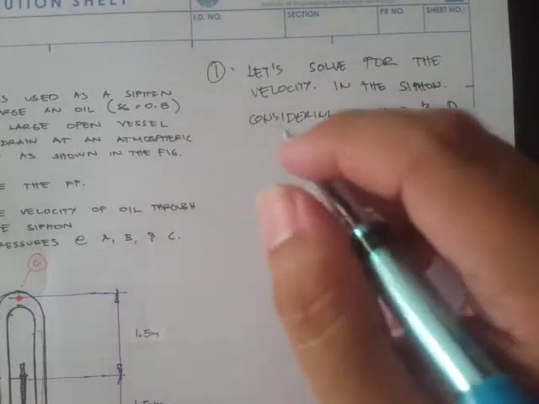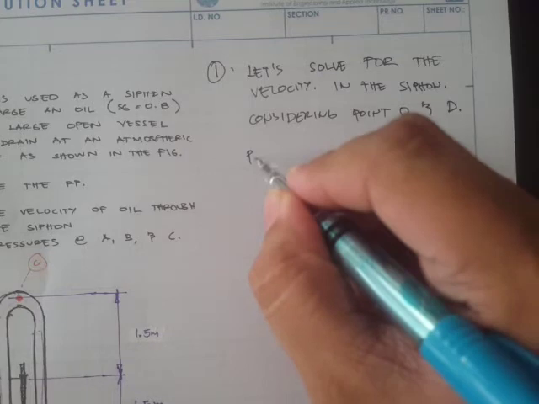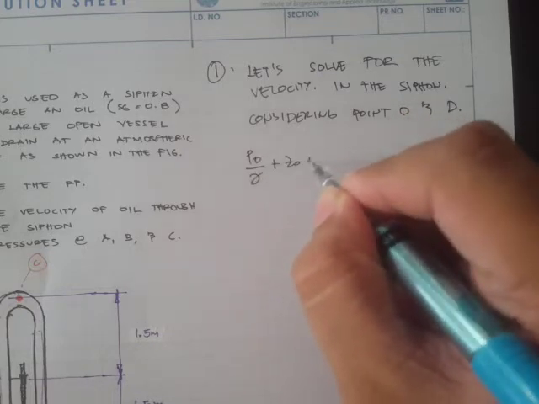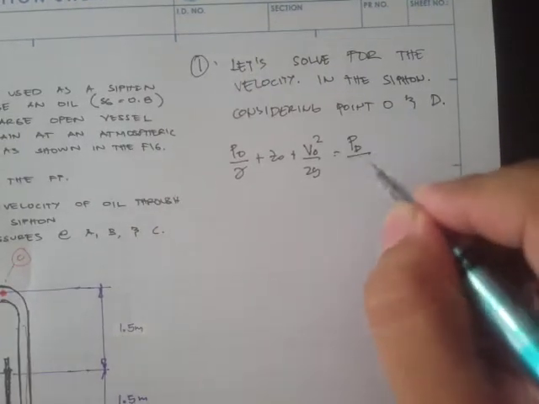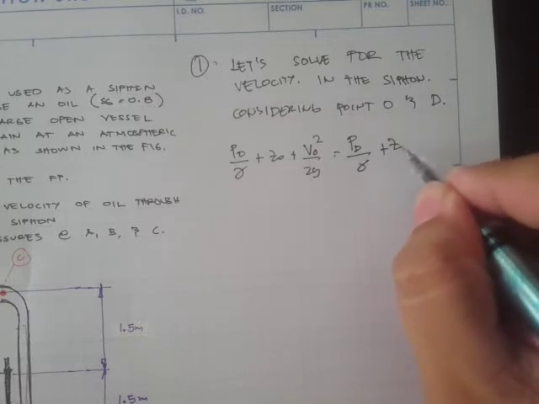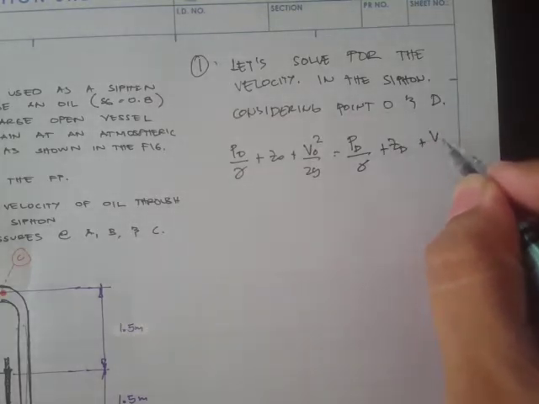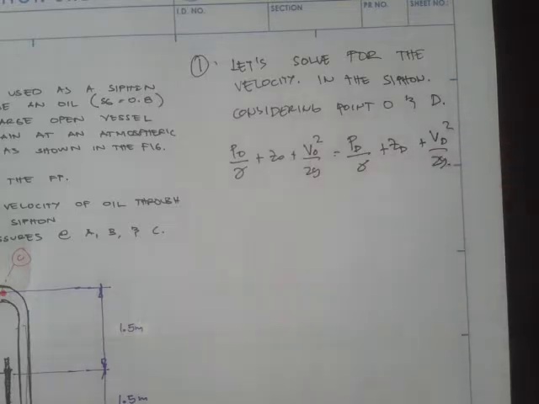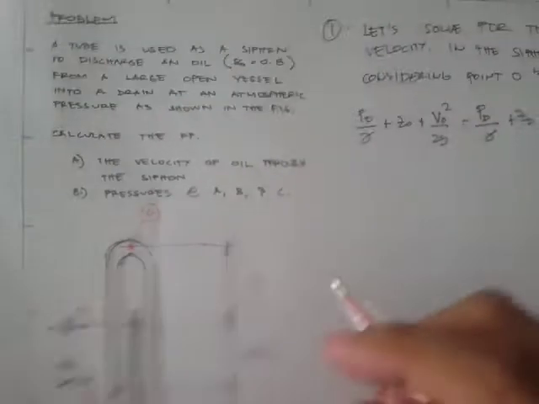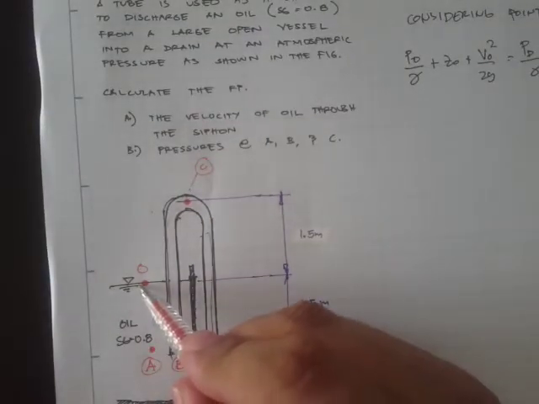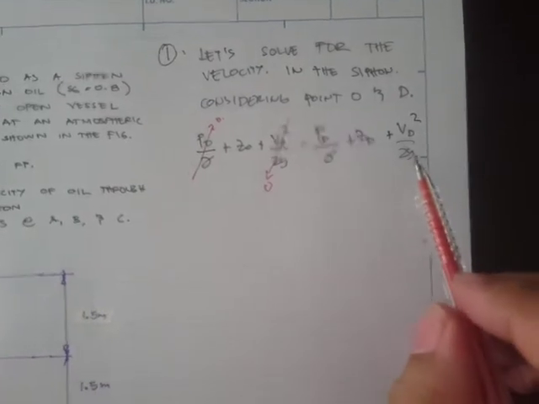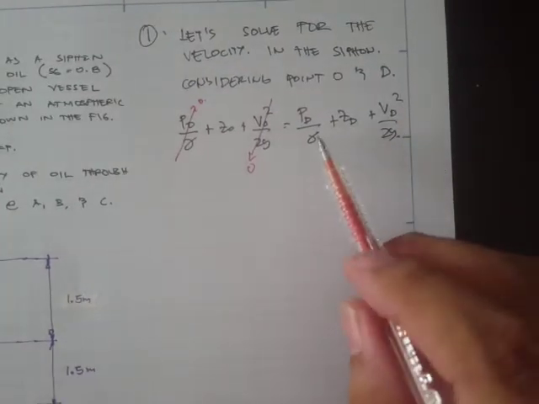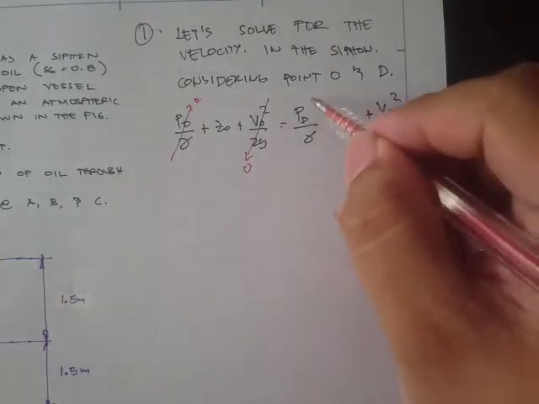Okay, now let's apply our Bernoulli's equation. So P_O over rho g plus the elevation head plus the velocity head is equal to the pressure head at point D plus the elevation head at point D plus the velocity head at point D, V_D squared over 2g. So at point O, we have the pressure term is 0. The velocity is also 0. Right? And for point D, the pressure can have this as 0.